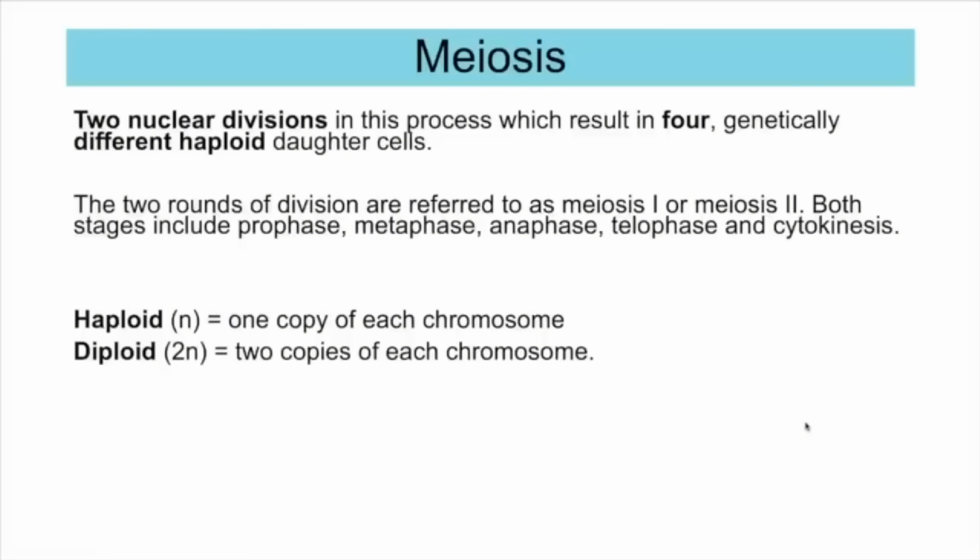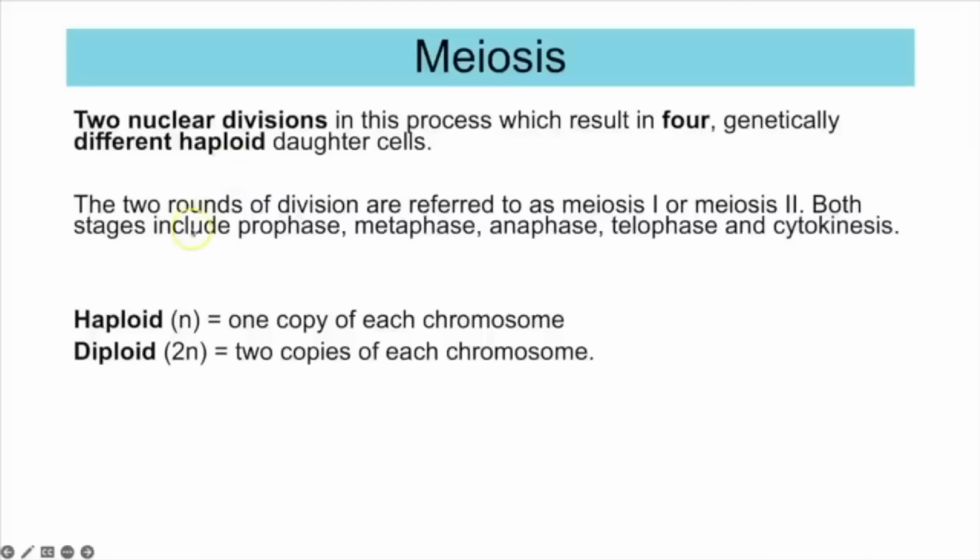So the other type of nuclear division is meiosis. And this is when we have two nuclear divisions, and that results in 4 genetically different haploid daughter cells. The 2 rounds of division are referred to as meiosis 1 for the first round and meiosis 2 for the second. Both stages include prophase, metaphase, anaphase and telophase, and cytokinesis at the end, but interphase only happens at the very beginning before meiosis I.